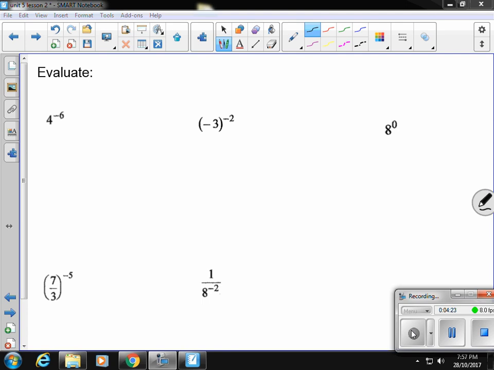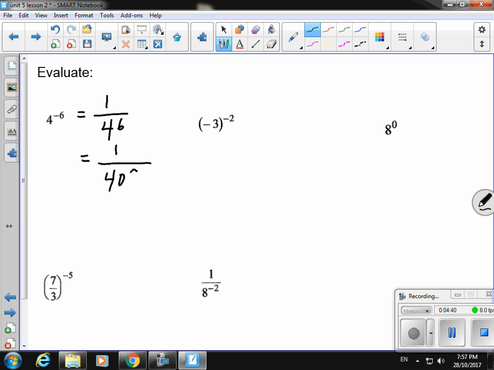Let's try a few together. 4 to the negative 6 means 1 over 4 to the 6, which is 1 over, and I am ashamed to say that I have to use a calculator for that one. It is 4,096. They get big, or actually in this case very small, quickly.